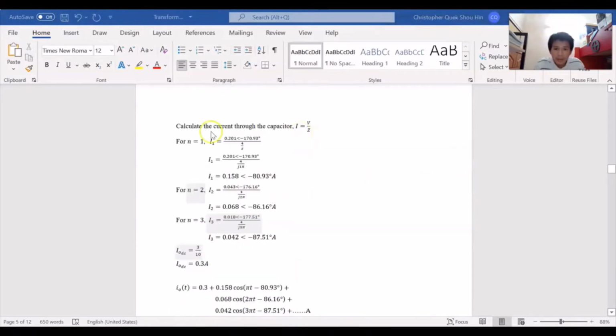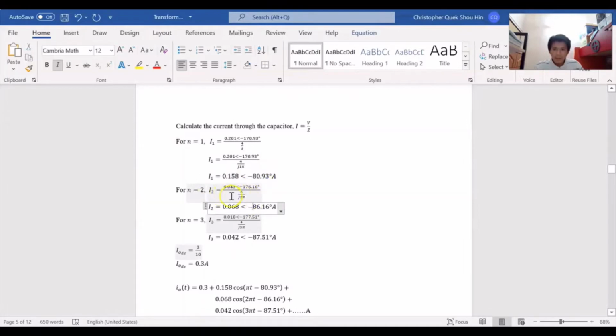We're applying Ohm's law to calculate the current through the capacitor using this formula. So I1 is equal to voltage over impedance. The capacitor's impedance is 4 over S, where we substitute S equal to jnπ. So N we substitute equal to 1. So this is the calculated I1.